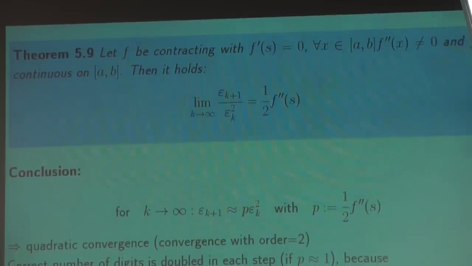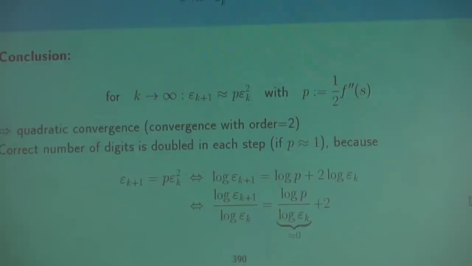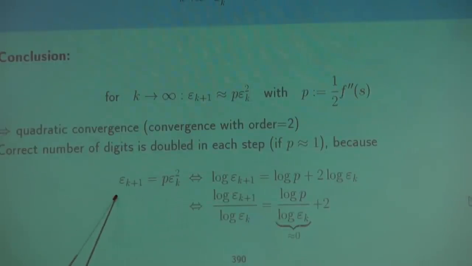But before we prove it, we look at the following. We look at this equation. Epsilon k plus 1 is a constant times epsilon k squared. And now we apply the logarithm, and let's say we apply the log to base 10, on the left side and on the right side, and that's what we get. And now we divide both sides by log epsilon k. Then we get this on the left hand side and this on the right hand side plus 2.